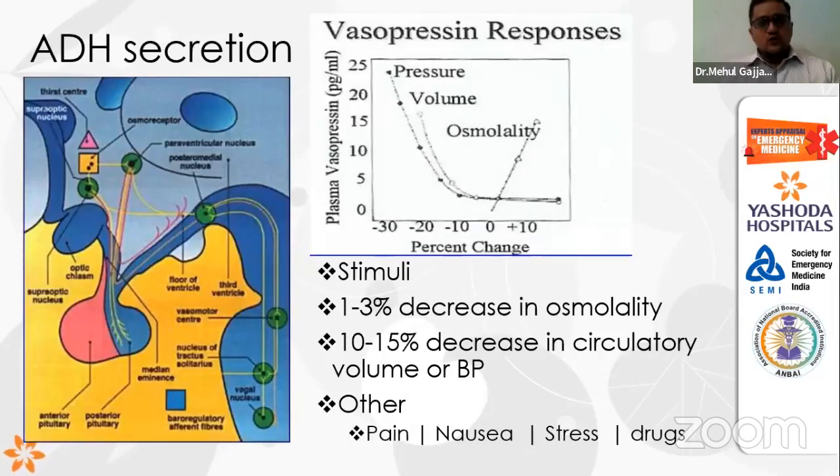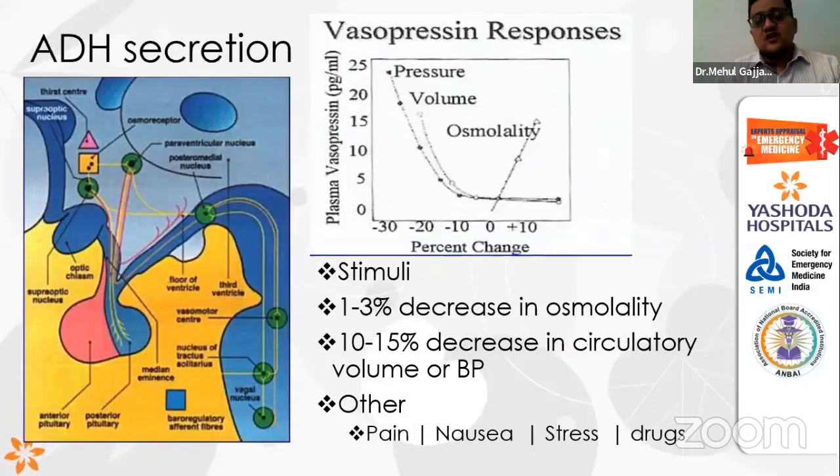Out of these, for water metabolism and sodium maintenance, ADH is the most important hormone. It's secreted by the supraoptic nucleus and stored in the posterior pituitary gland. For the release of antidiuretic hormone, the predominant stimulus is serum osmolarity. Even a 1 to 3% decrease in serum osmolarity leads to secretion of antidiuretic hormone. A decrease in circulatory volume or blood pressure, as low as 10 to 15%, also leads to secretion of antidiuretic hormone.